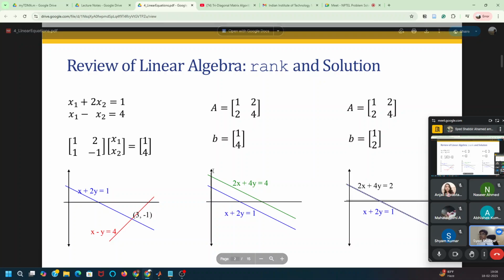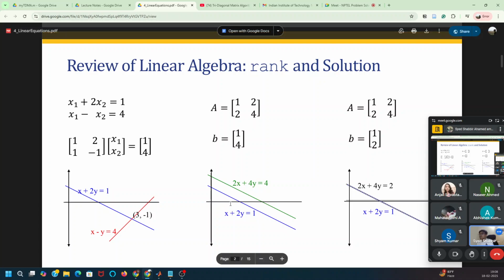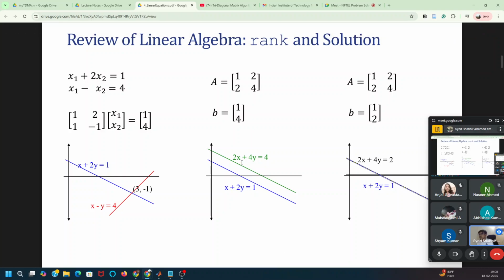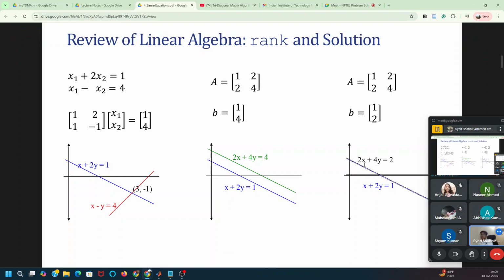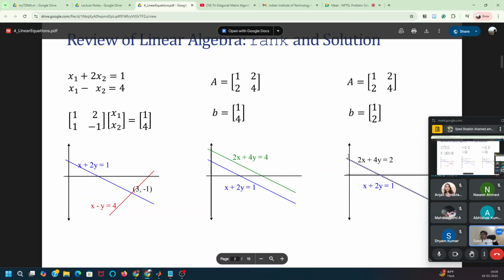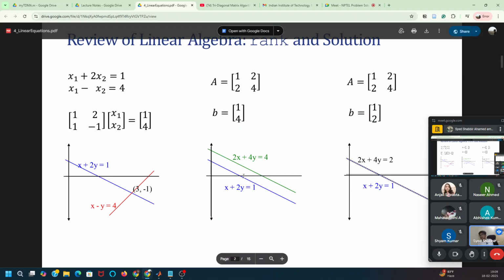And if they don't intersect and are parallel to each other, it means they don't have any solution. You can say they are linearly dependent and don't have a solution. In the third case, these two lines are exactly coinciding with each other. So this system is also linearly dependent, but with infinite solutions. Here there are no solutions.